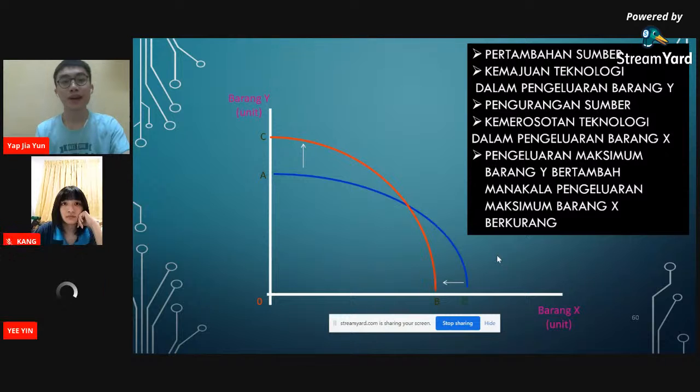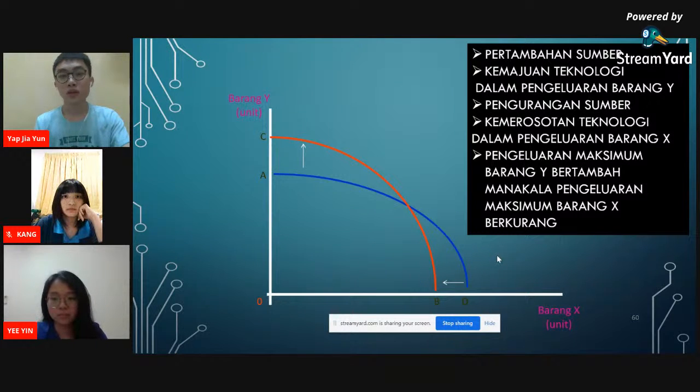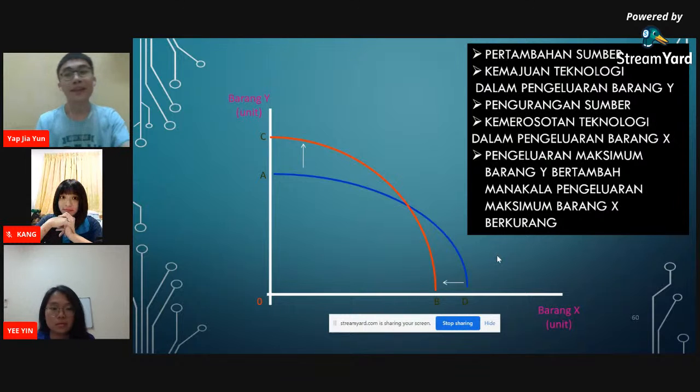Ini adalah sebaliknya, iaitu AD telah beralih ke BC. Ini telah menunjukkan pertambahan sumber dan kemajuan teknologi dalam pengeluaran barang Y disebabkan ia telah meningkat daripada A ke C, manakala pengurangan sumber dan kemerosotan teknologi dalam pengeluaran barang X, iaitu ia sudah berkurang daripada D ke B. Kita boleh membuat kesimpulan iaitu pengeluaran maksimum barang Y telah bertambah, manakala pengeluaran maksimum barang X telah berkurang.